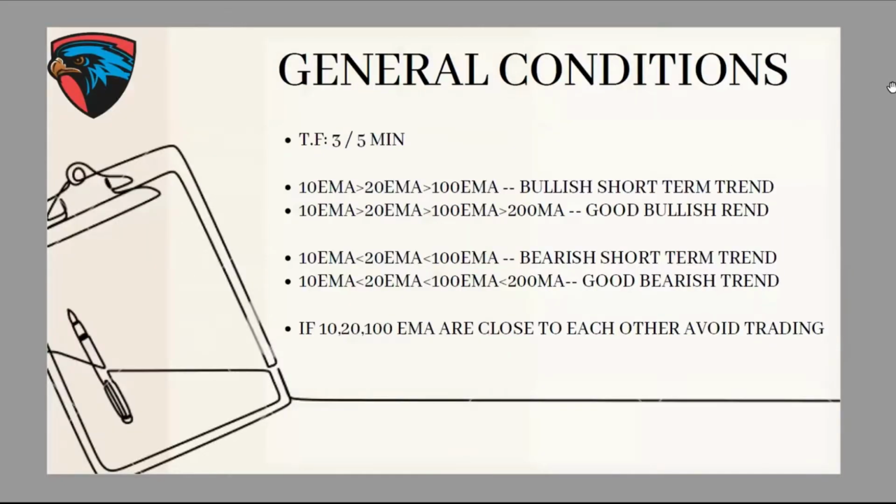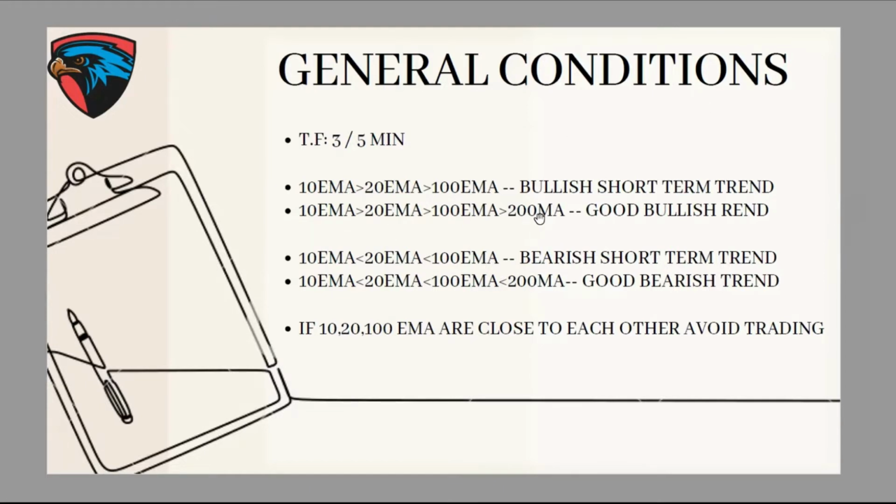So what are the general conditions to apply for this type of strategy? First, our time frame, this is only for the intraday. Our time frame should be a 3 or 5 minute chart, but I would prefer the 5-minute chart. And then if you want to see whether it is a bullish trend or a bearish trend, you will get this condition: if 10 exponential moving average is greater than 20 exponential moving average and 20 exponential moving average is greater than 100 exponential moving average, then it is a bullish short-term trend, which means in that intraday you will get the bullish trend, but it will not be for the long term.